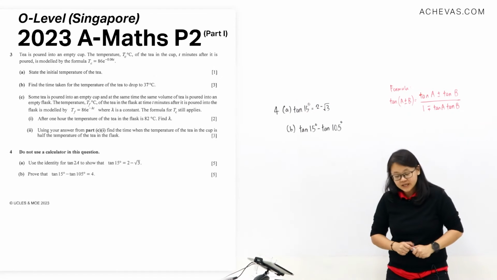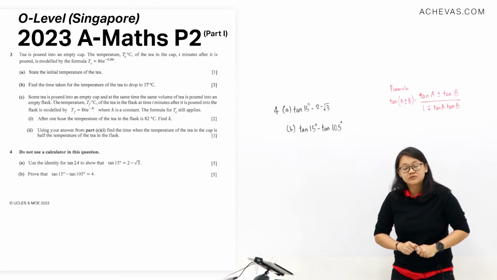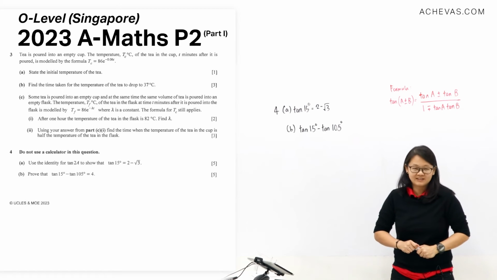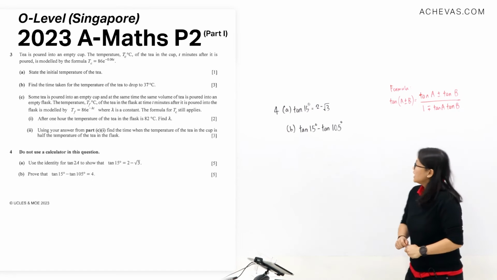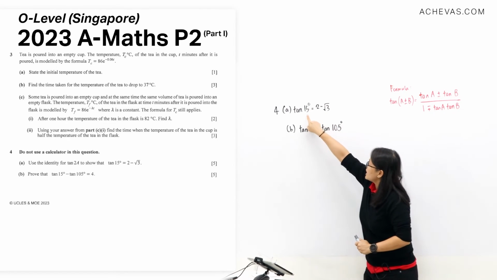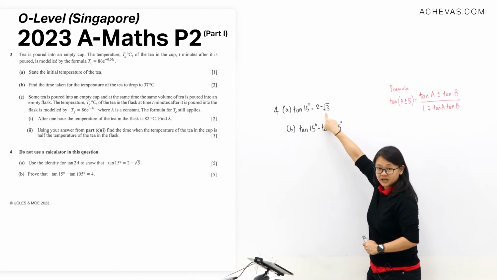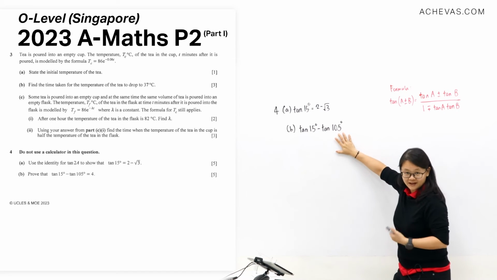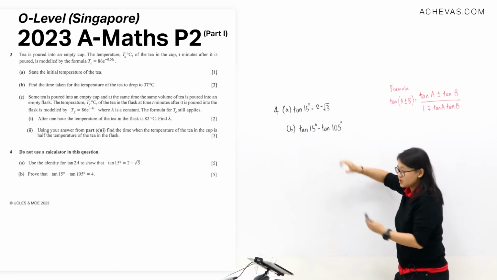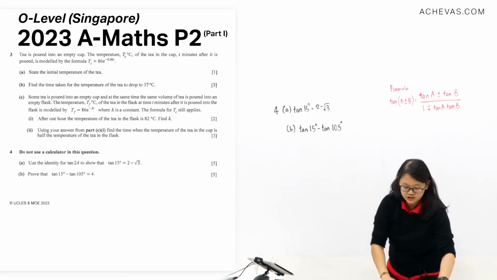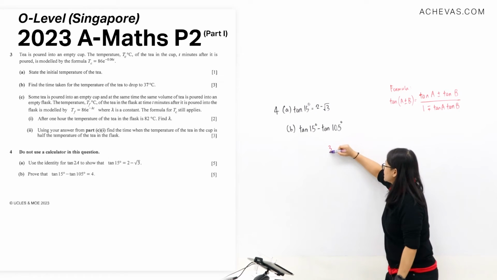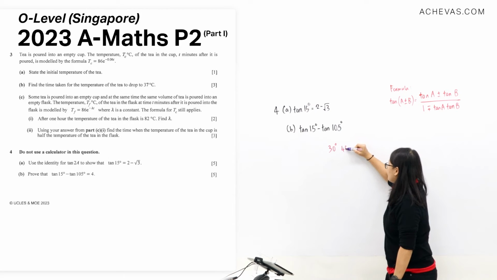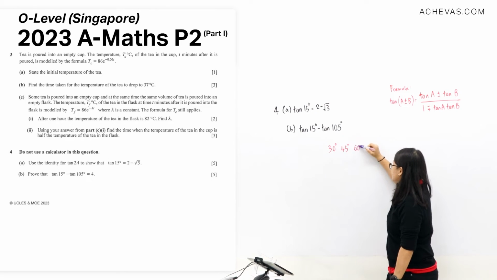Question 4, part B. Prove that tangent 15 degree minus tangent of 105 degree is equal to 4. Now, from part A, I already have tangent 15, which is this value here. So we're just going to focus on this angle 105. We need to think of something that we know the value. So what angles do we know the value of? Let me write it down. We can use 30 degree, 45 degree, and 60 degree.